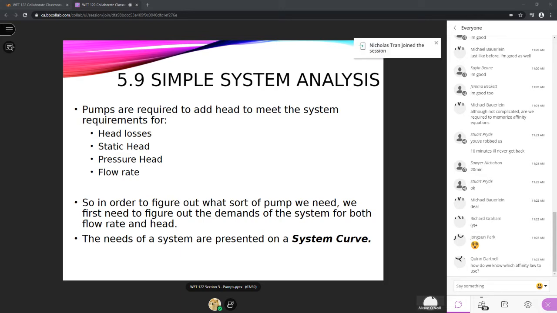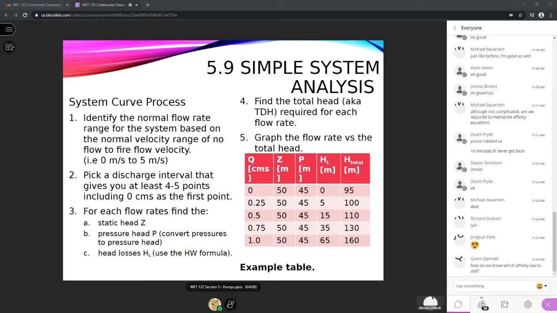So all of those things are dependent on the system curve. And so we present that on a system curve, and when we graph out the system curve, what we can do is overlay the pump curve on it, and we can see whether or not the pump is a good fit for that particular system. So we're going to go on to the next slide here. So this is how we do it.